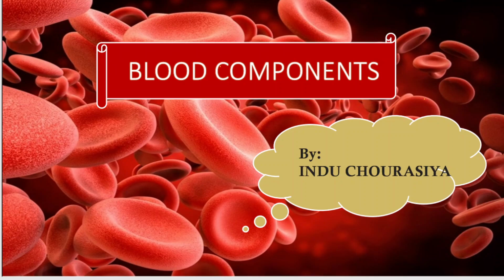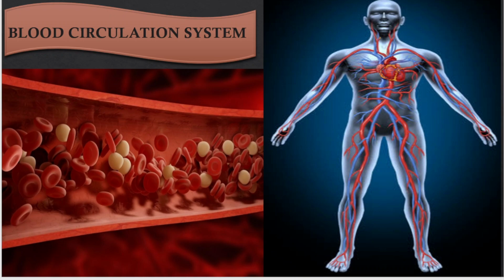We will discuss the various functions of each component of blood as well as the process of erythropoiesis. In humans, the blood circulation system contains three main organs. The heart acts as a pump which supplies blood all over the body, whereas the lungs are the main gaseous exchange site where we inhale atmospheric oxygen and it is absorbed by the capillaries.